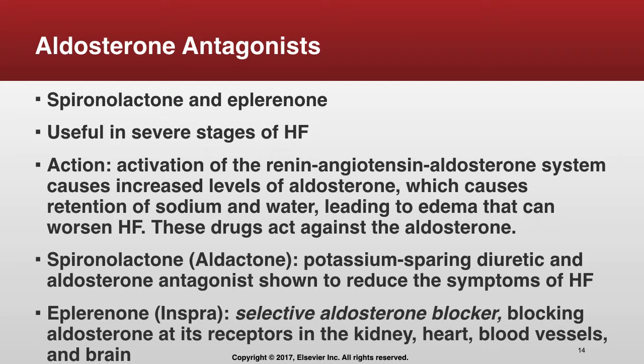Its antagonistic action against aldosterone has been shown to reduce the symptoms of heart failure. Eplerenone is selective to the aldosterone receptor. So in other words, it makes it so that aldosterone cannot attach to the receptor. It fills in that space. And so that's how it is a selective aldosterone blocker. It blocks it in the kidney, the heart, the blood vessels, and the brain.